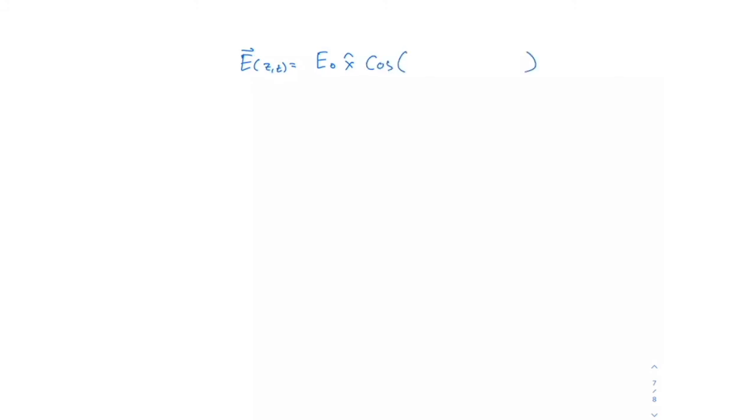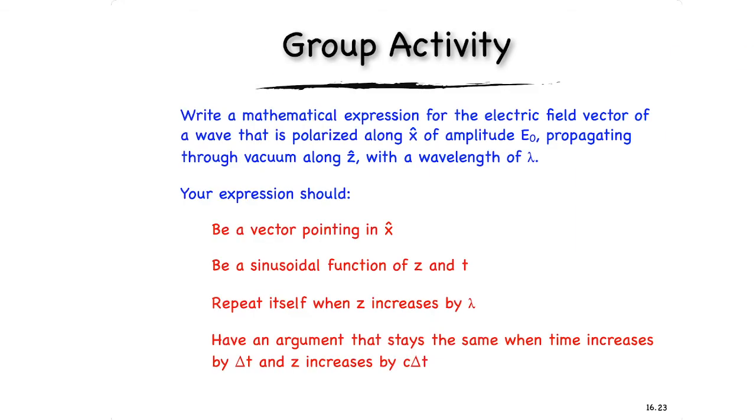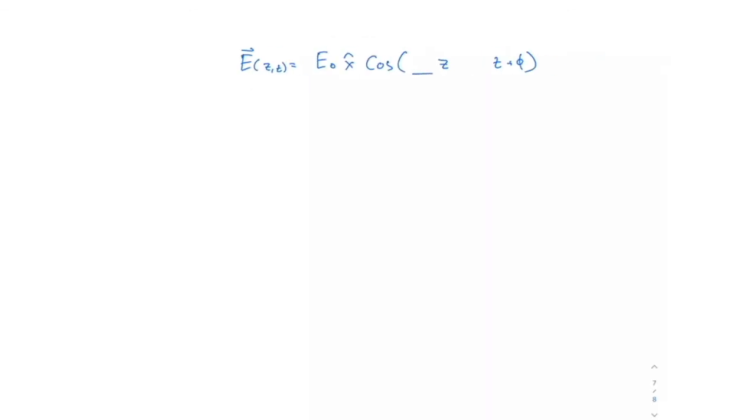And because it's a function of z and t, there should be a term that's proportional to z and a term that's proportional to t. And then I can always have some starting phase. It should repeat itself when z increases by lambda. So whatever is in front of the z has to look like 2 pi over lambda, so that when z increases by lambda, this term increases by 2 pi.